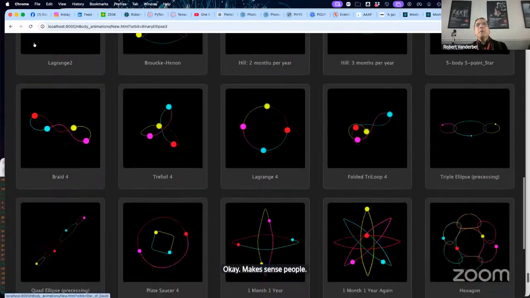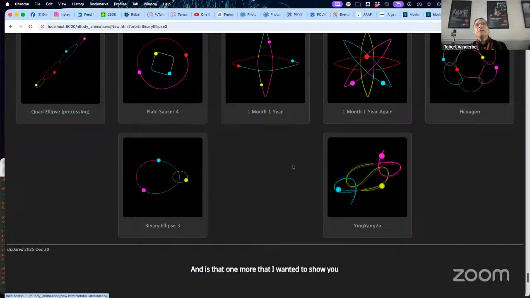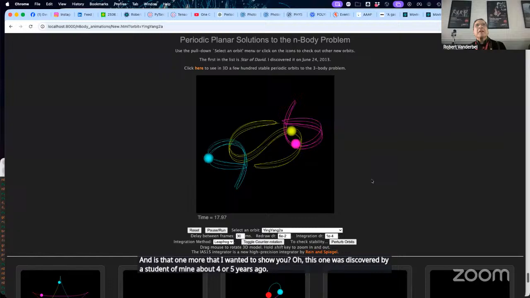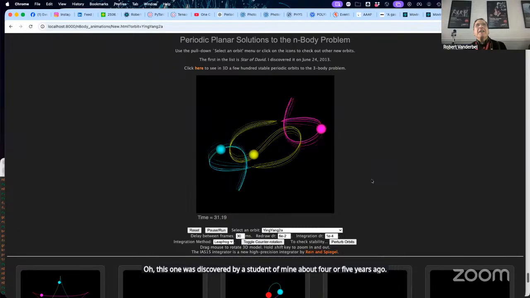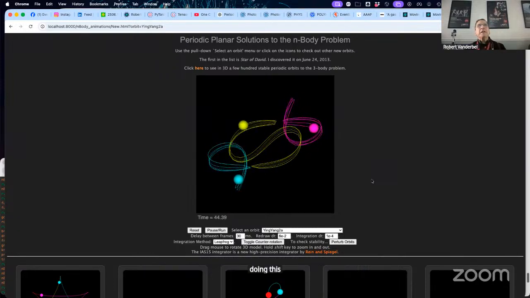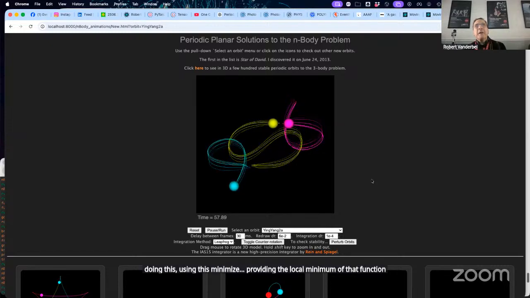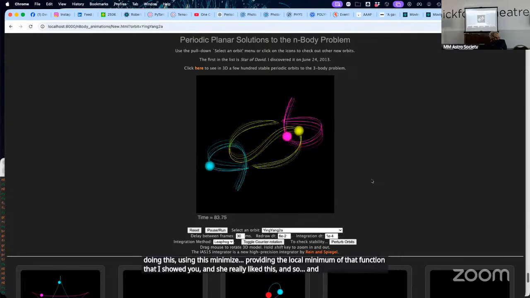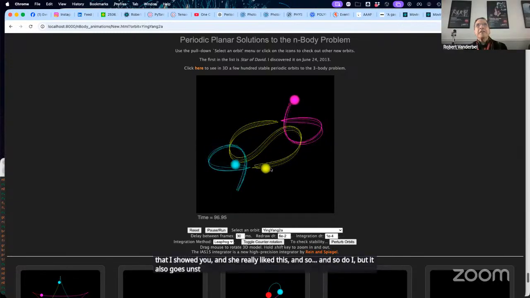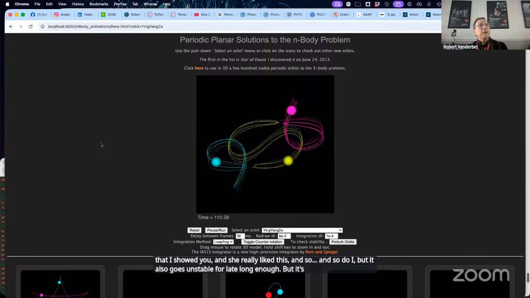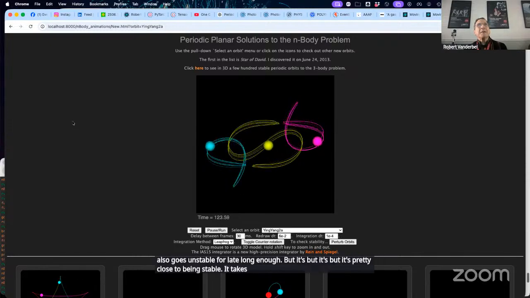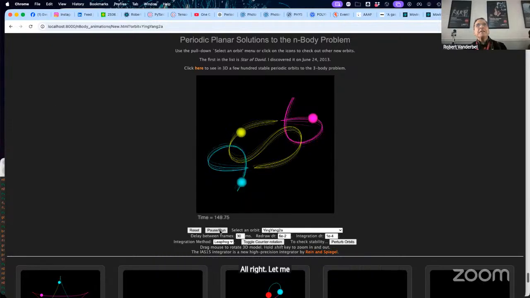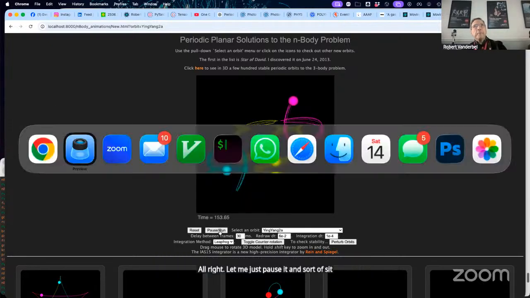Is that one more that I want to show you? Oh, this one was discovered by a student of mine about 4 or 5 years ago, finding the local minimum of that function that I showed you. And she really liked this. And so do I, but it also goes unstable if we wait long enough. But it's pretty close to being stable. It takes quite a while to go unstable. All right. Let me just pause it so I don't have to sit here wasting computer on it.